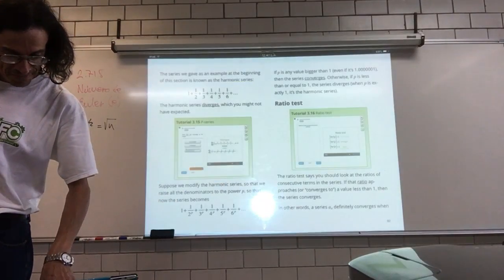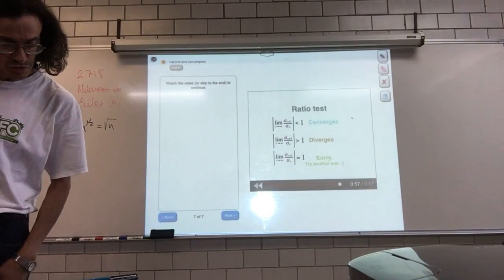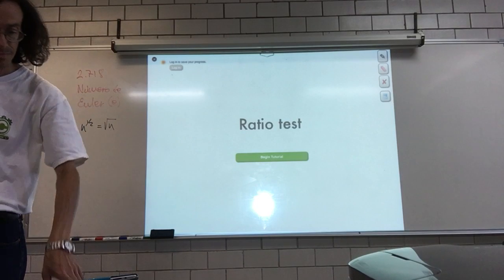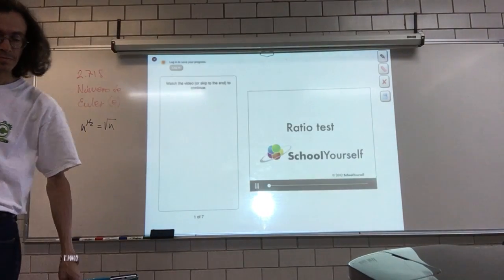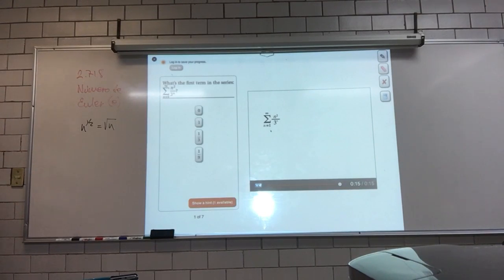Bien, bien. Vamos ahora a la prueba de proporción, o ratio test, ratio de razón o proporción. Here we introduce one of the most useful convergence tests, called the ratio test. First, let's look at an example. The series n squared over 3 to the n, from n equals 1 to infinity. What's the first term in this series? Bien. Para esa serie, ¿cuál sería el primer término?